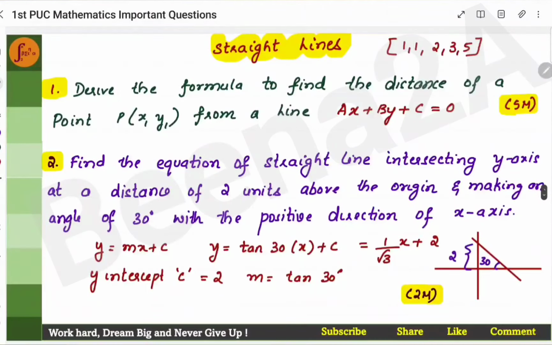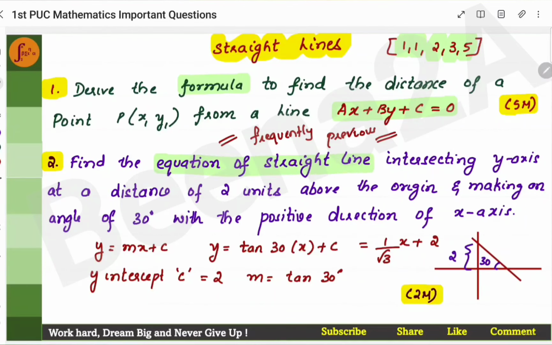Now straight lines, lengthy chapter, right? A lot of questions coming from straight lines. Most frequently, this question has come very frequently in the previous year question papers, right? You can learn the derivation of this particular formula, the distance from the point to the line. And here are a few examples of 2-marker problems, right?